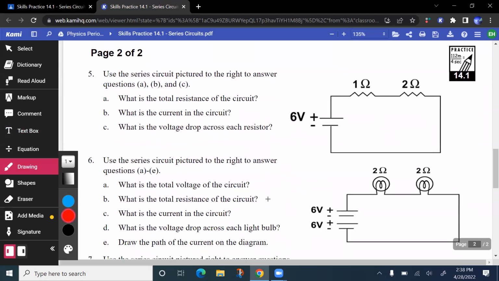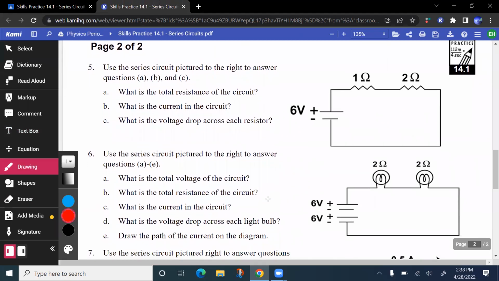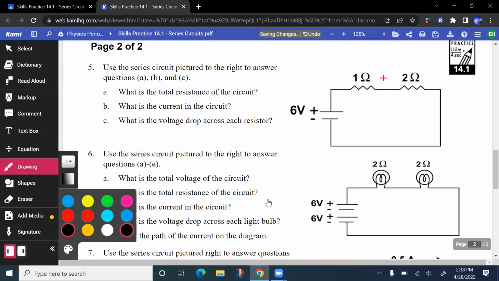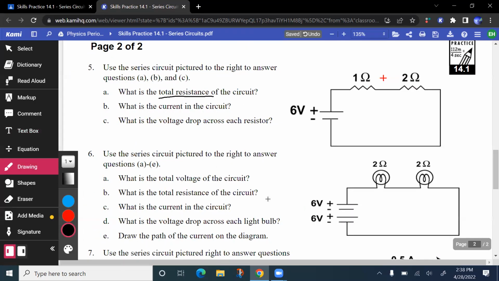All right, page 2 at the top, number 5. Use the series circuit pictured to the right to answer questions A, B, and C. Now you'll notice you have a 6-volt battery, right? Same 6-volt battery, but this time your resistors are different. Well, remember, we're going to add them up again. So what is the total resistance this time? Well, the total resistance this time is going to be 3 ohms because 1 plus 2 is 3.